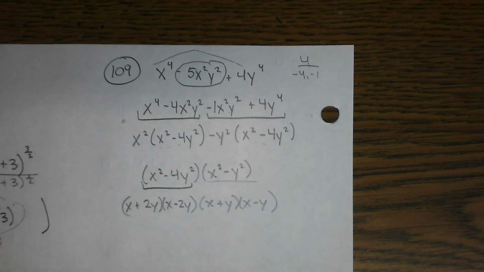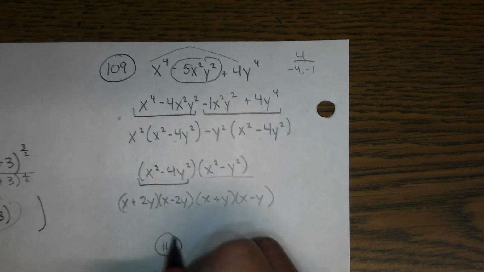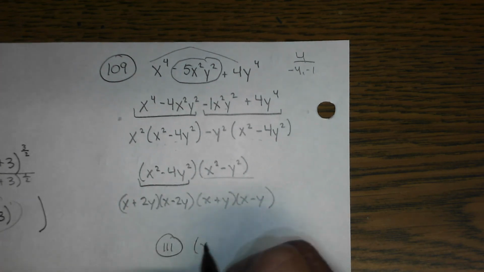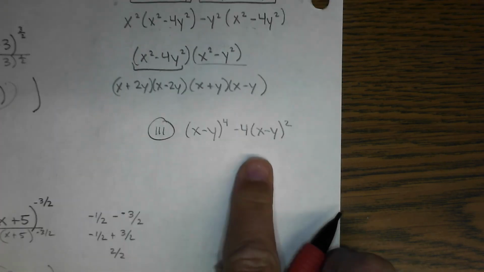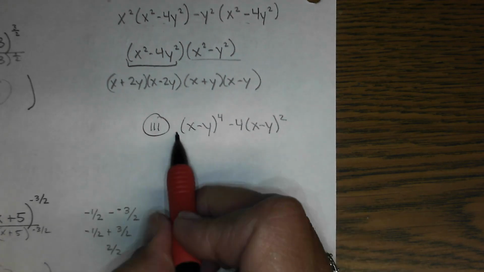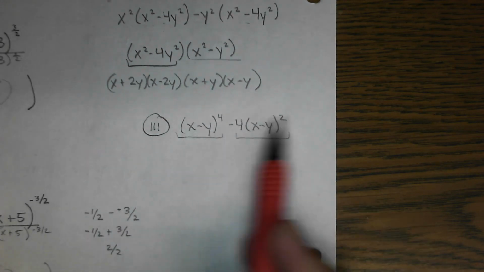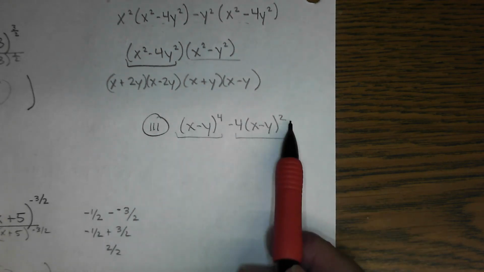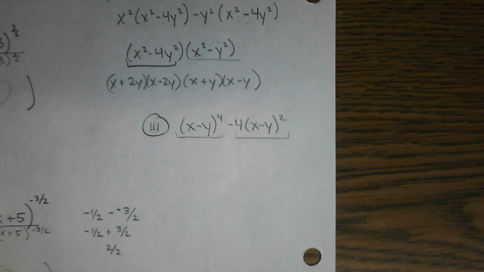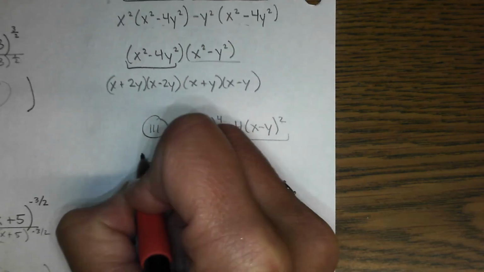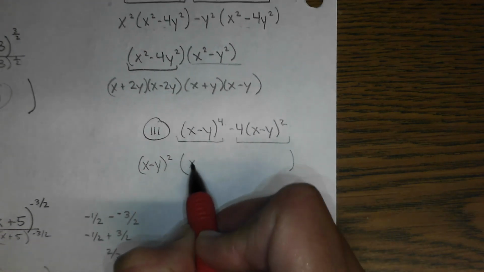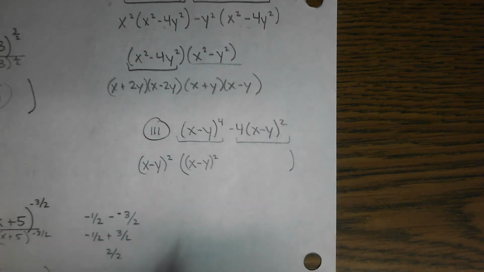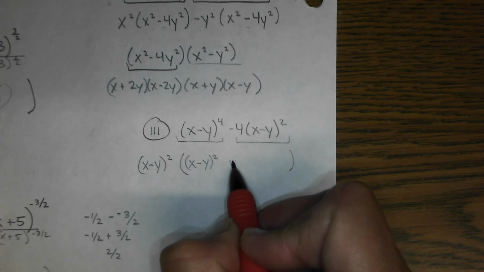And 111. Was this. So I'm seeing this as two terms. They both have an x minus y, and the smaller of the two exponents is the squared. So I'm going to take out an x minus y squared. What I'm left with is still two of these x minus y, so x minus y squared, and then minus 4.